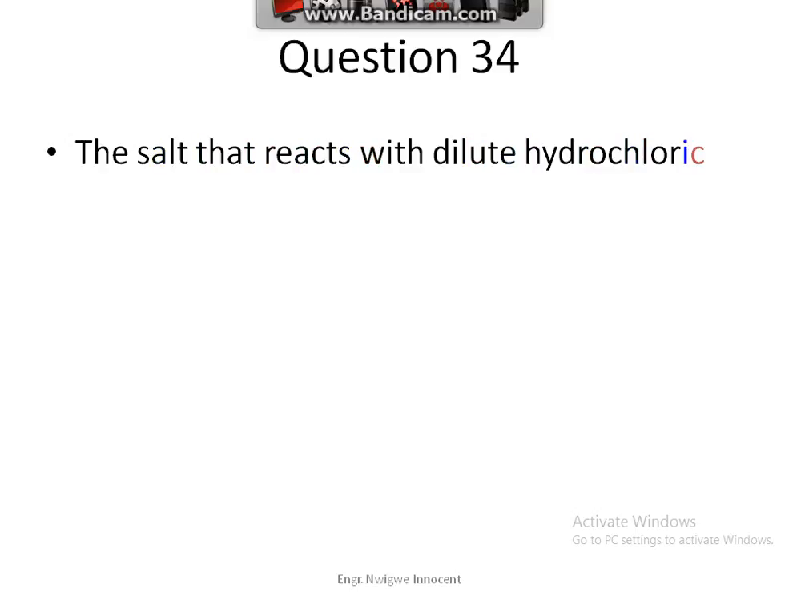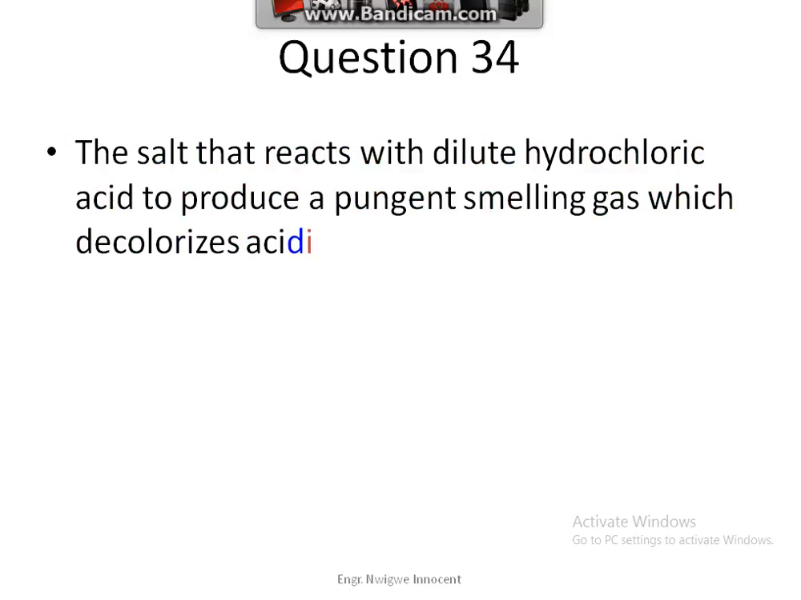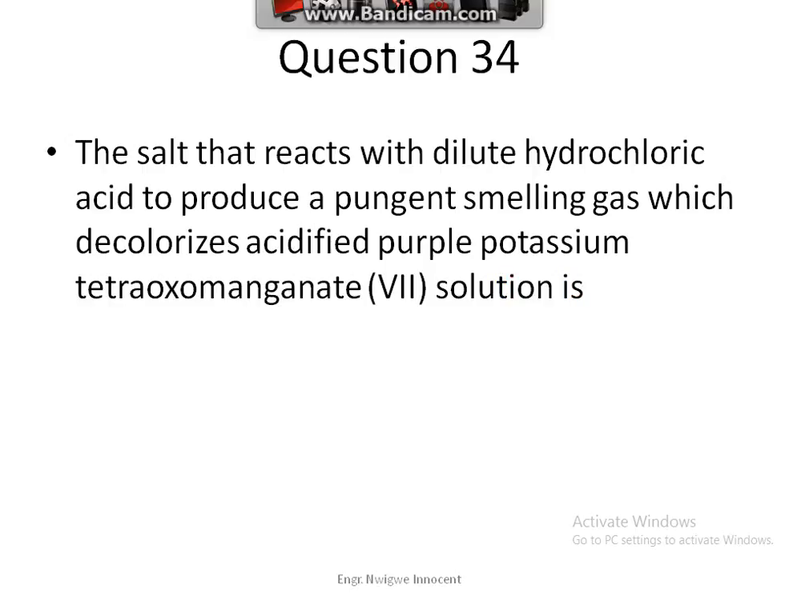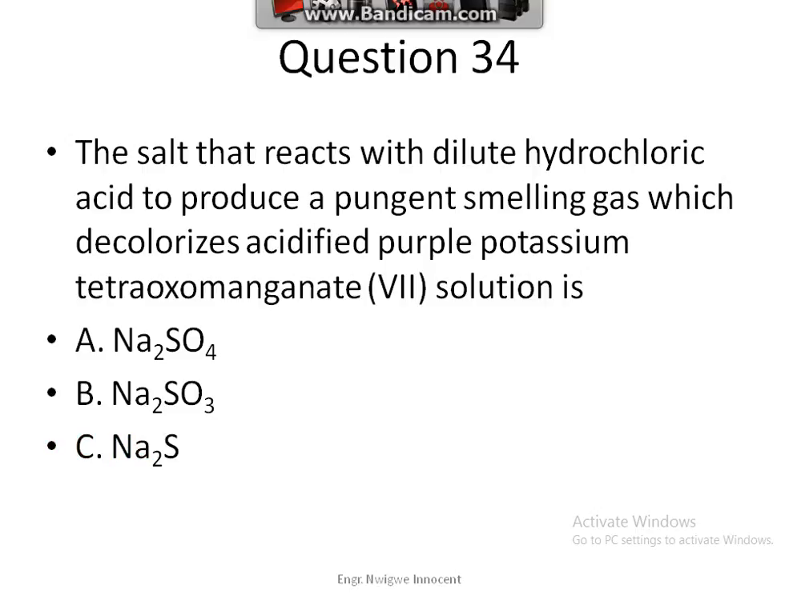Question 34. The salt that reacts with dilute hydrochloric acid to produce a pungent smelling gas which discharges the color of acidified purple potassium tetraoxomanganate 7 solution is: A. Na2SO4, sodium tetraoxosulfate 6, B. Na2SO3, C. Na2S, D. Na2CO3.